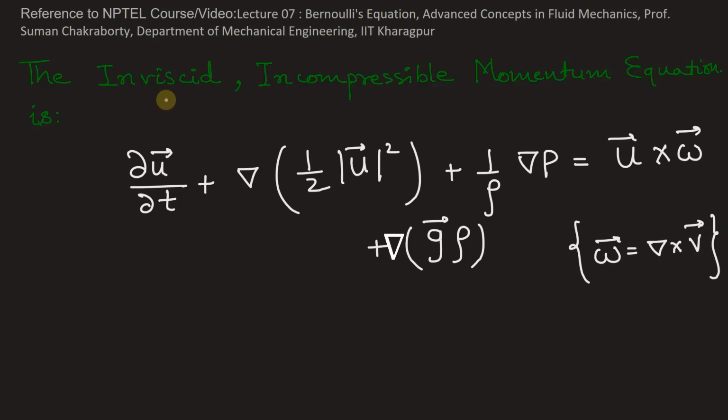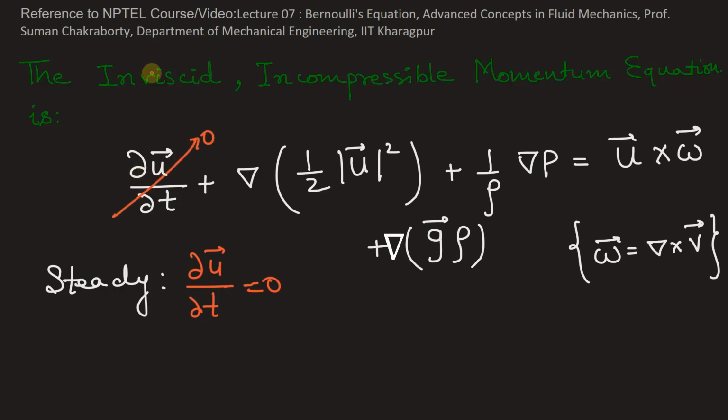In the question it is already mentioned that the flow is steady, inviscid and incompressible. That means if the flow is steady, then dou u vector by dou t will become 0. So this is equal to 0. The inviscid condition, that is mu is equal to 0, the viscosity of the fluid we have already considered as 0, and then we have written the momentum equation. The incompressible flow is also considered, that is del dot v vector is equal to 0.